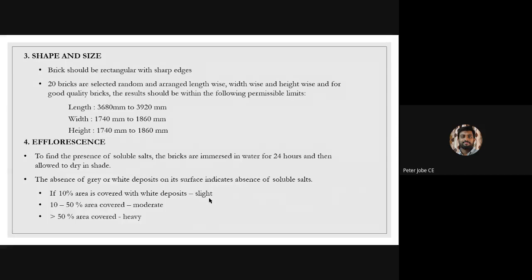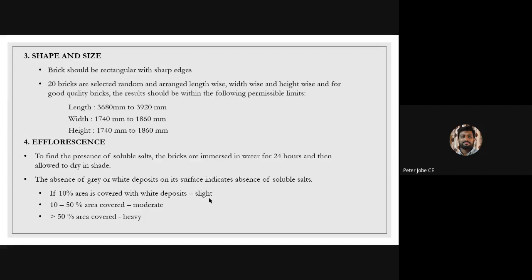And the shape and size, we have already discussed. A brick should be rectangular with sharp edges. So what we do is we select 20 bricks randomly, and we arrange them lengthwise, widthwise, and height-wise. For good quality bricks, the result should be within the following permissible limit, and the length of those 20 bricks should be between 3,680 mm and 3,920 mm. So I will arrange all the bricks lengthwise and take the total length.